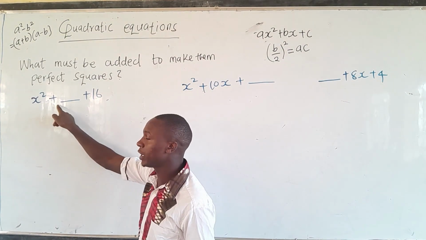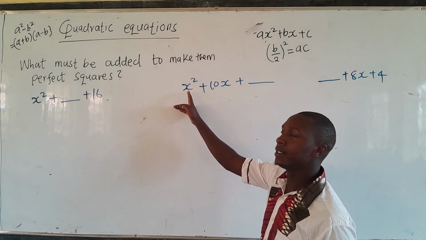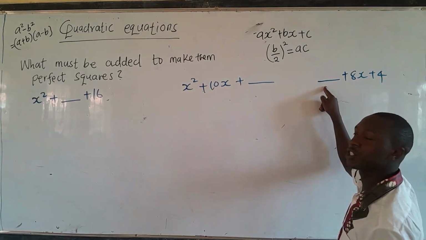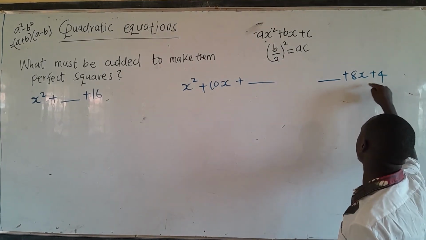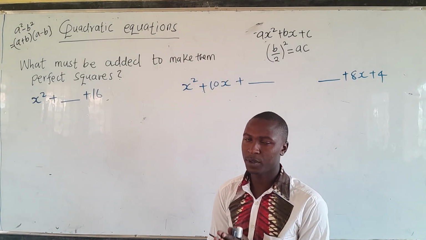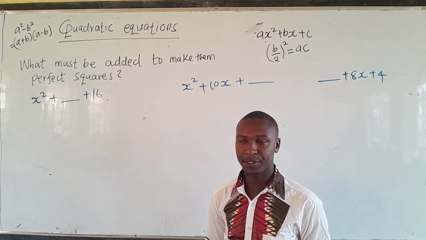So we have x squared plus dash plus 16. We have x squared plus 10x plus dash. And then we have dash plus 8x plus 4. And we need to fill those dashes. What must we add to those expressions for us to make them perfect squares?